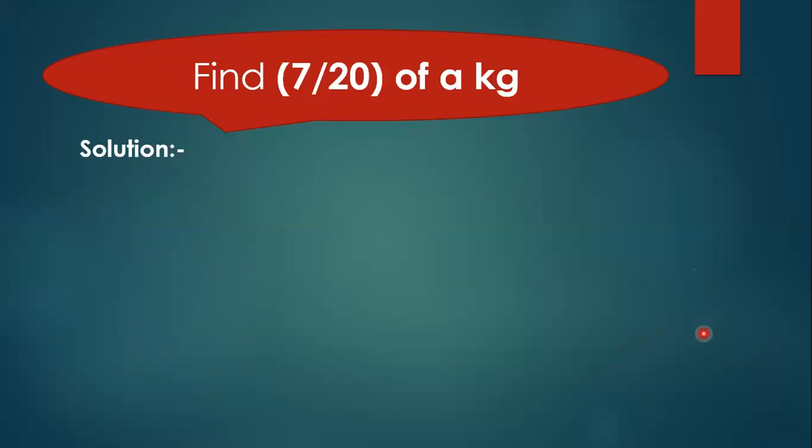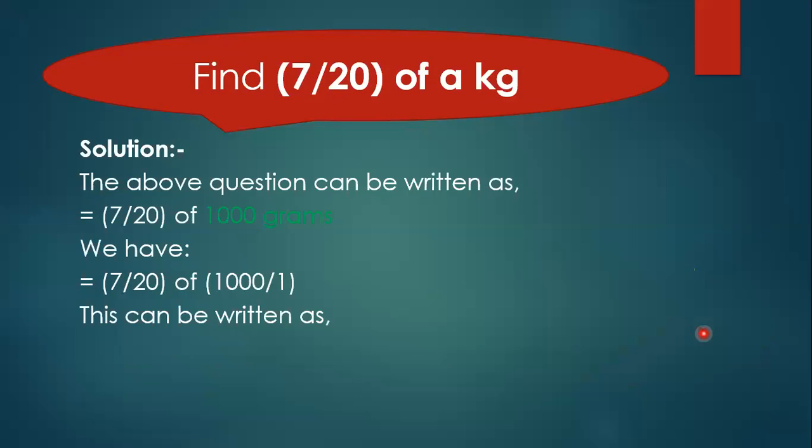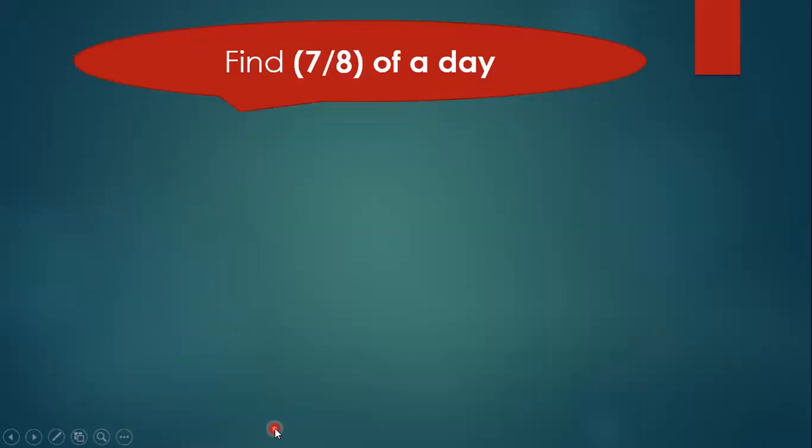7 by 20 of a kg, again the same thing. 1 kg is how many grams? 1000 grams. We'll do the same thing. 7 by 20 of 1000 by 1. 7 by 20 multiplied by 1000, 20 and 1000 get cancelled out with each other. How many times? 50 times. 7 multiplied by 5 is 35. So 7 multiplied by 50 would be 350. But remember, you put the unit. If you do not put the unit, then again things are not going to settle down.